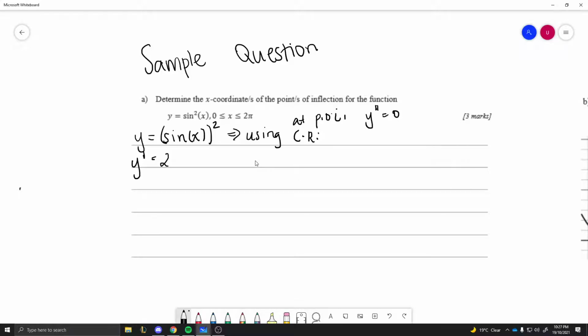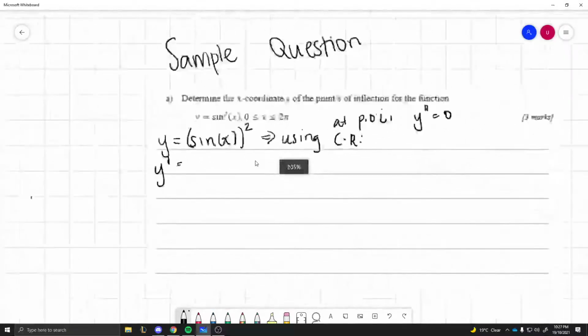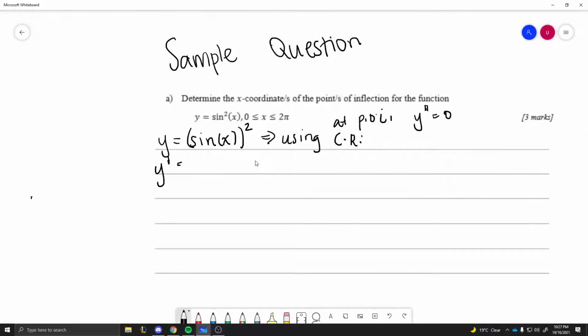So this is going to equal 2, which is the index, the power, multiplied by the inside function, so the differential of sine x is just cos x, multiplied by the outer function, but subtract 1 from the power. So sine x is to the power of 1, but we'll just call it sine x. Let's simplify this: 2 cos x sine x. So that's our function for the first derivative.